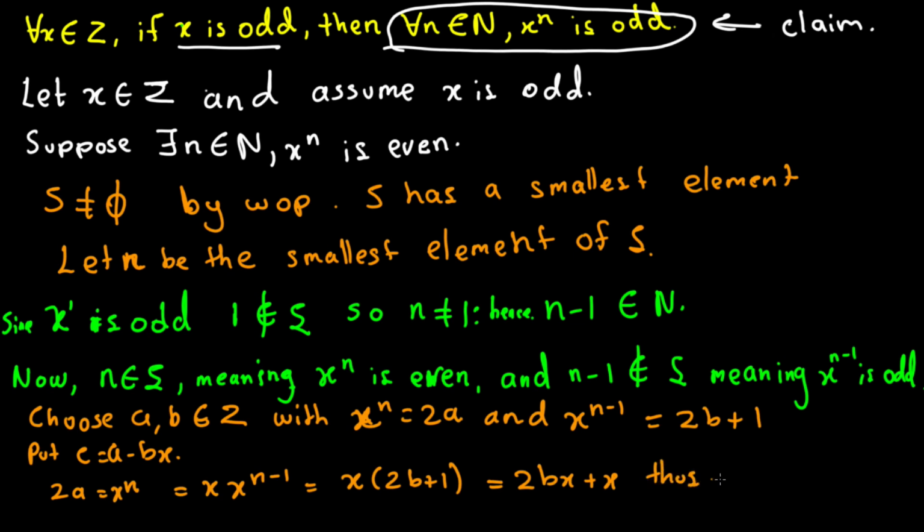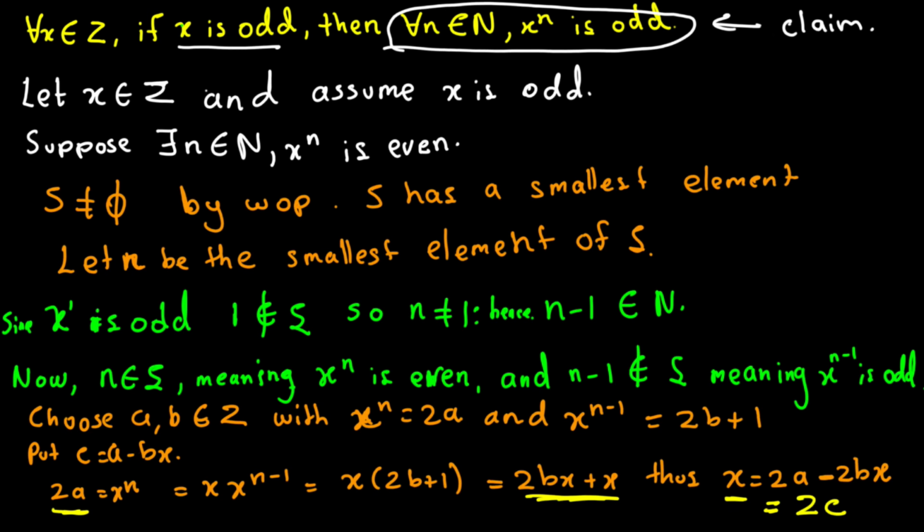Thus we can say x is equal to 2a minus 2bx, because if you rearrange this, 2a is equal to 2bx plus x. If you rearrange it, you get x equal to 2a minus 2bx. So instead of writing it like this, we can just say equal to 2c. So here we have proved x is equal to 2c. If you multiply an integer c by 2, it's going to be even.